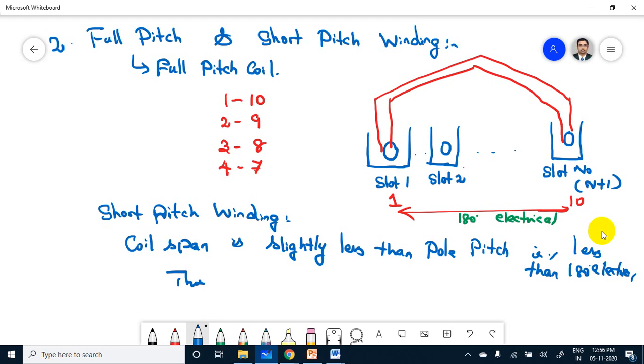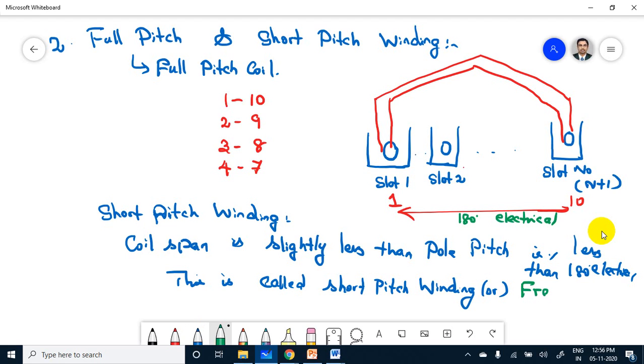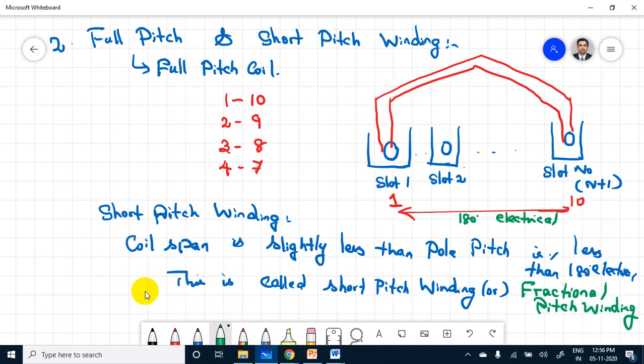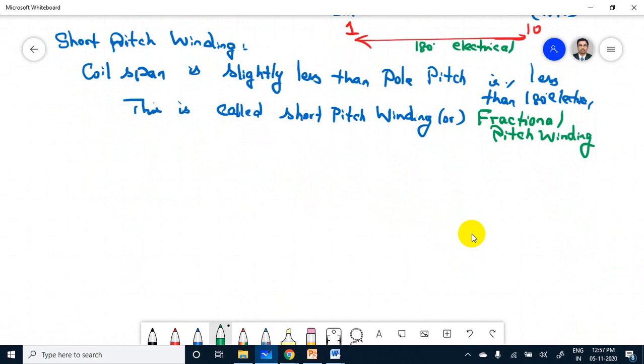So this is called short pitch winding. Another name of short pitch winding is fractional pitch winding. Okay.